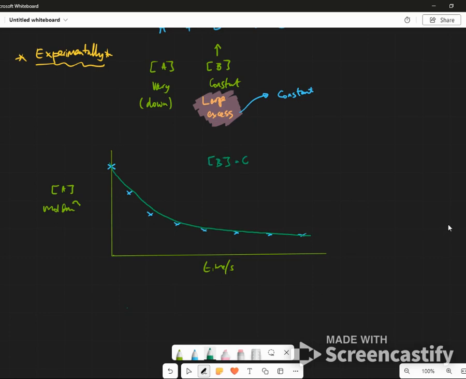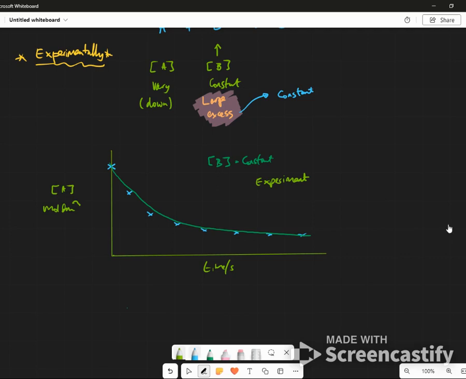Now don't forget the concentration of B we're keeping constant. Does that make sense? This is an experimental graph. We used an experiment to make this. Are we good? Are you okay with that? Everyone's good? All right, excellent stuff.